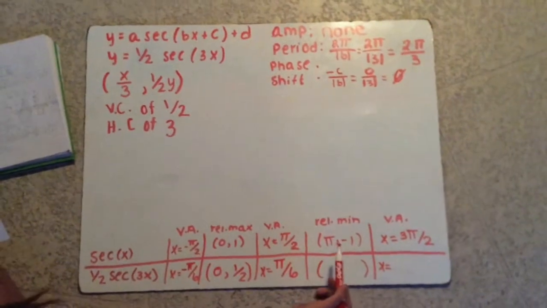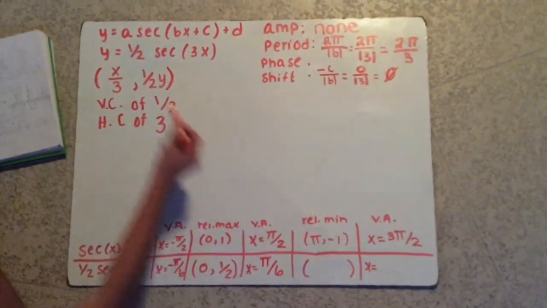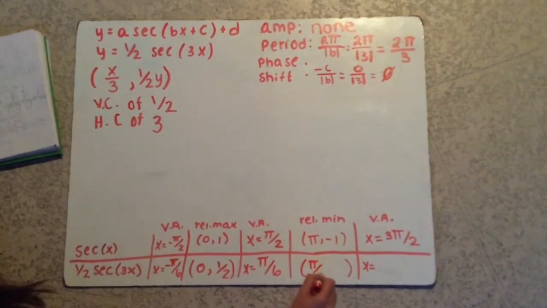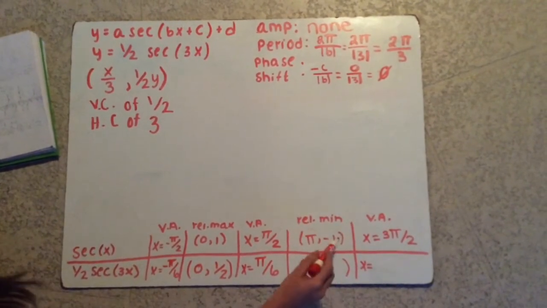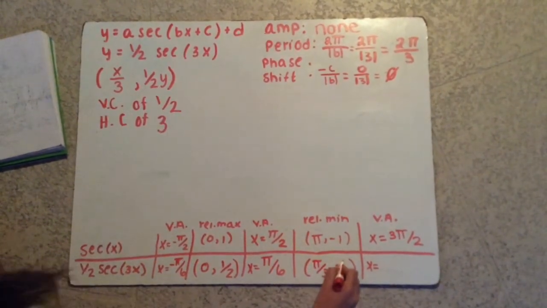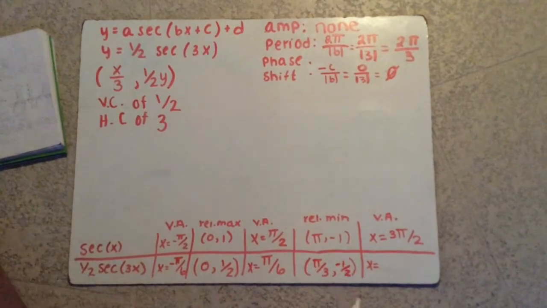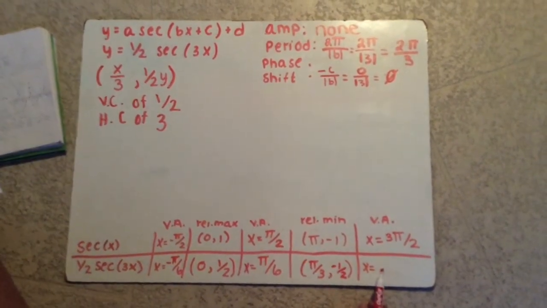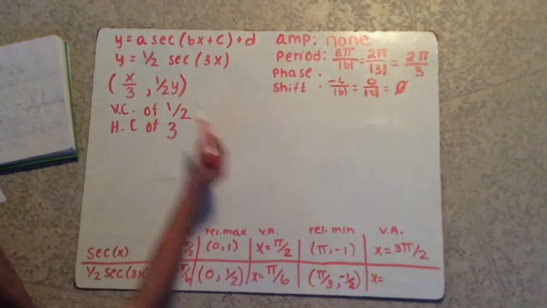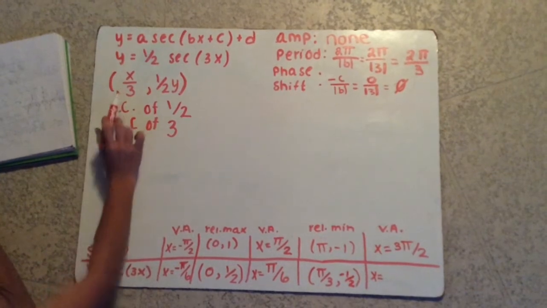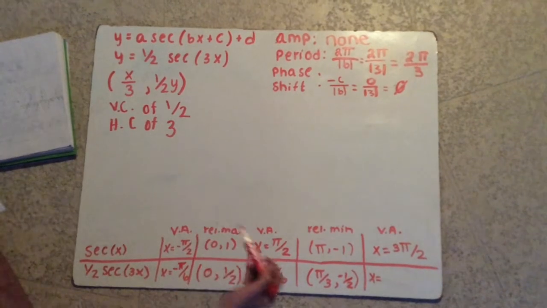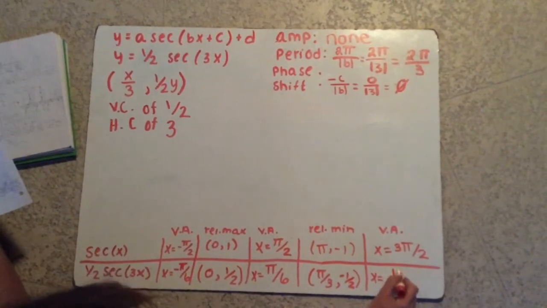Our relative minimum, we take pi, put it in for x, and we get pi over 3. And we take negative 1, put it in for y, we get negative 1/2. Lastly, we do our last vertical asymptote, which is 3 pi over 2, and we put that in for x over here. And we do 3 pi over 2 times 1 over 3 equals pi over 2.